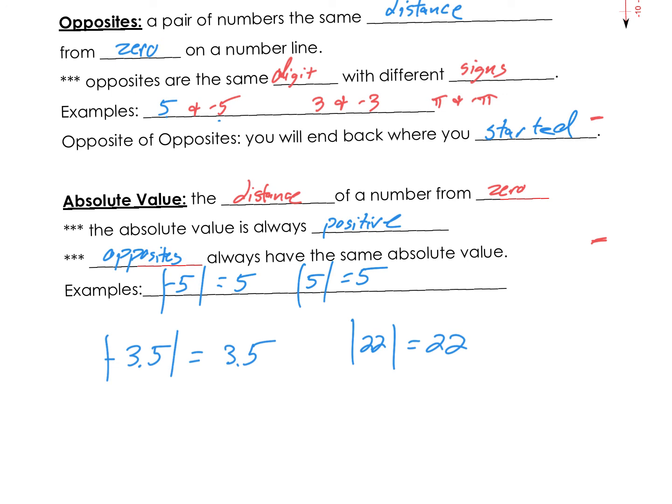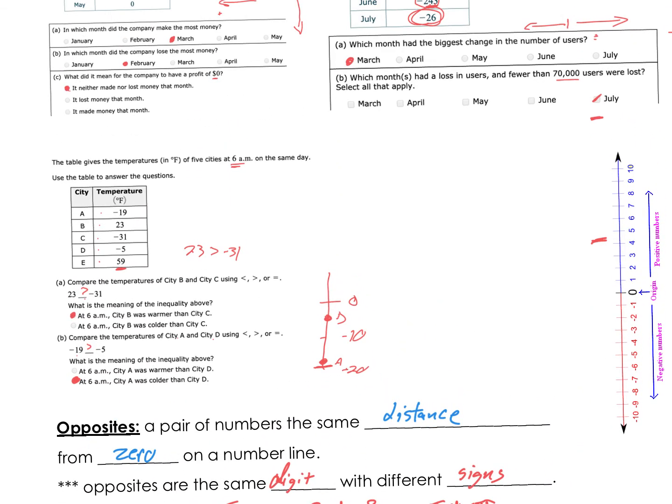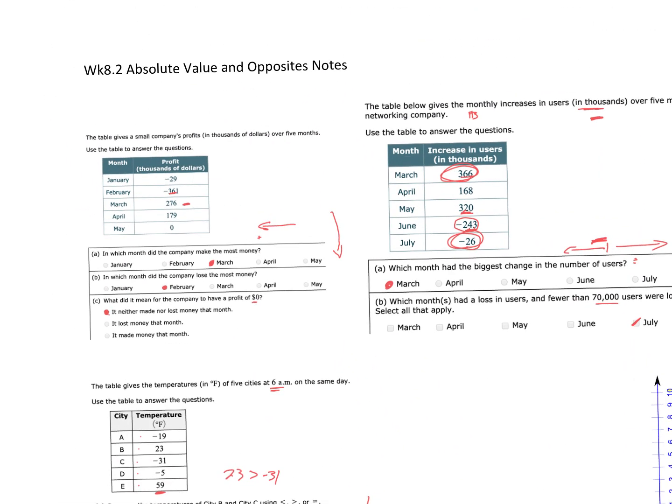All right. In conclusion, today we looked at absolute value, we looked at negatives in general, and we talked about opposites. Hope you learned a thing or two.